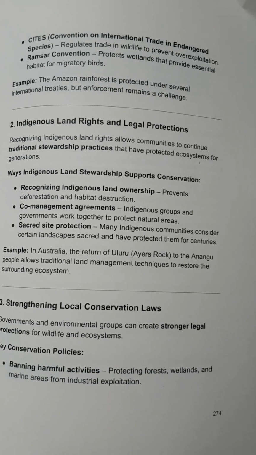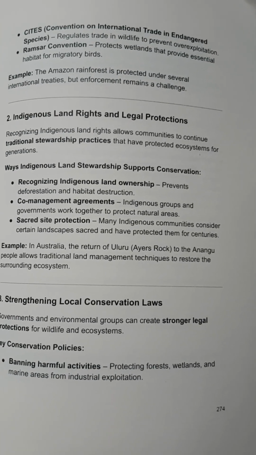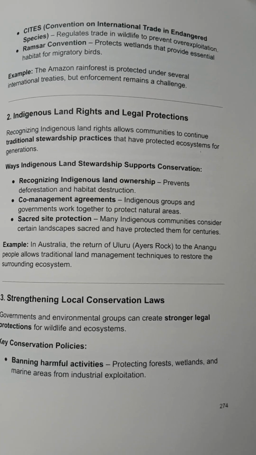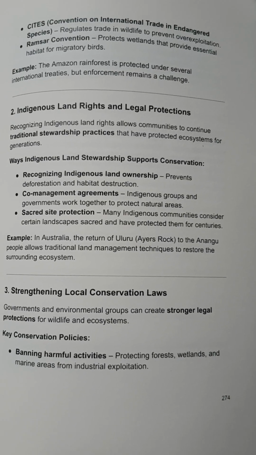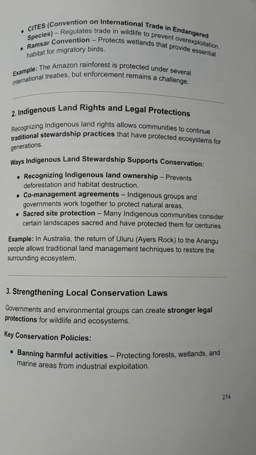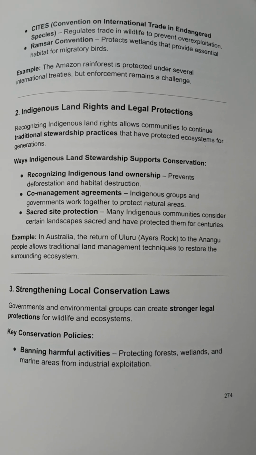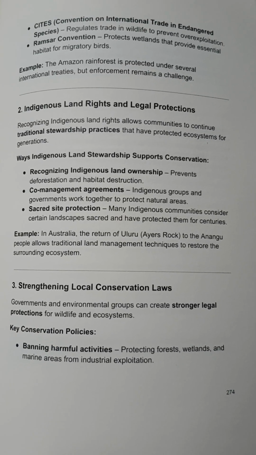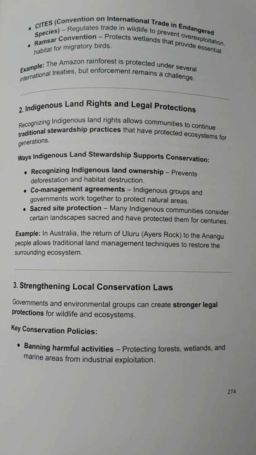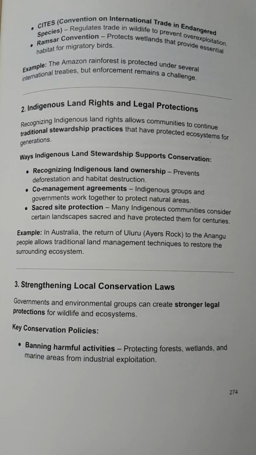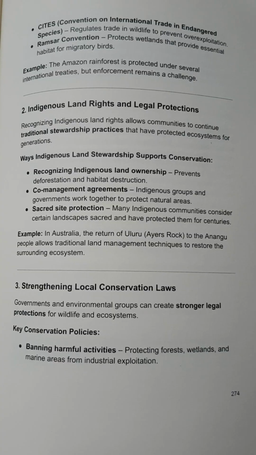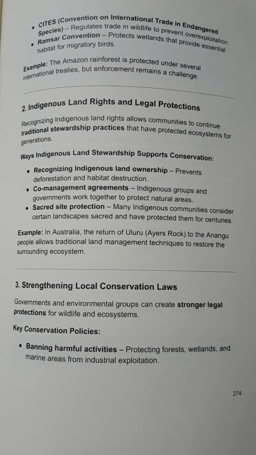CITES, Convention on International Trade in Endangered Species, regulates trade in wildlife to prevent overexploitation. Ramsar Convention protects wetlands that provide essential habitat for migratory birds. Example, the Amazon rainforest is protected under several international treaties, but enforcement remains a challenge.